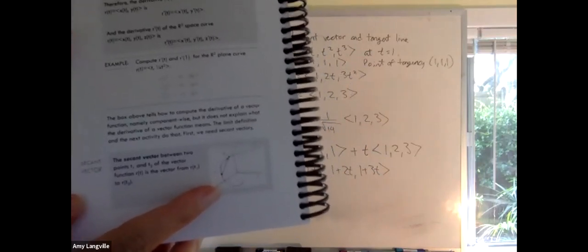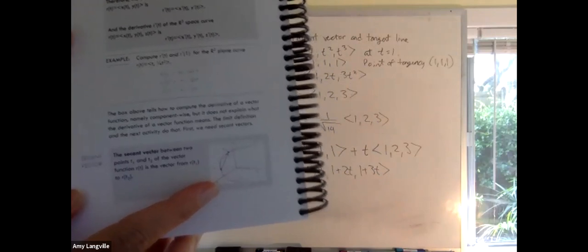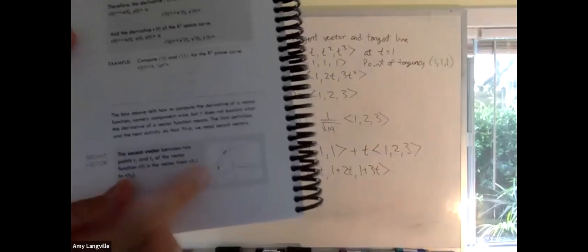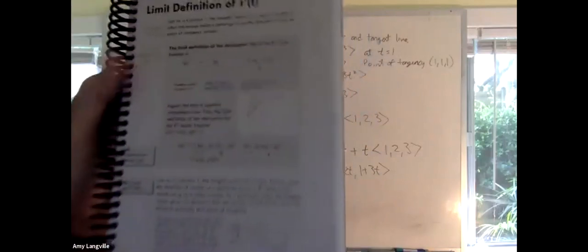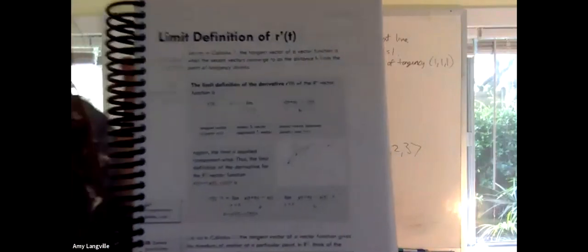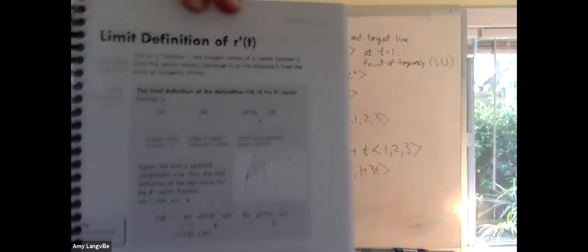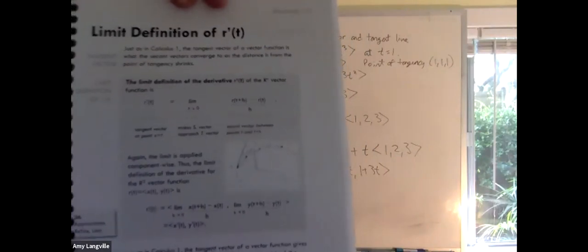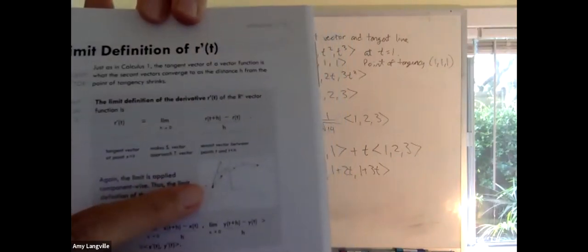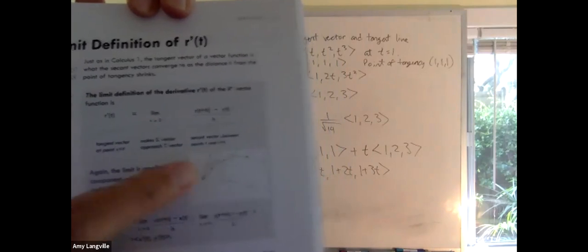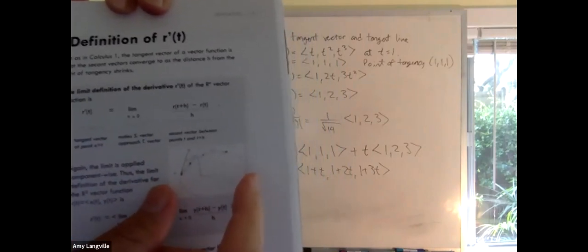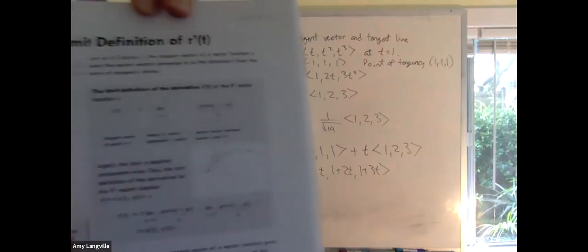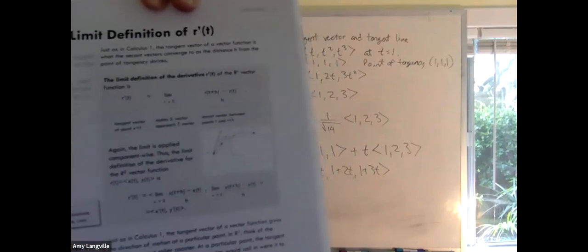Well, what happens if the secant vectors shrink and the 2 points between the secant vectors get closer and closer to the point of tangency? Well, that's when you get, flip the page, the limit definition of the derivative for a space curve. This is just an extension of the limit definition that you learned about in Calc 1. You're going to let the distance between the 2 points on the secant vector get smaller and smaller, closer and closer to the point of tangency. Therefore, the secant vectors converge to the tangent vector.